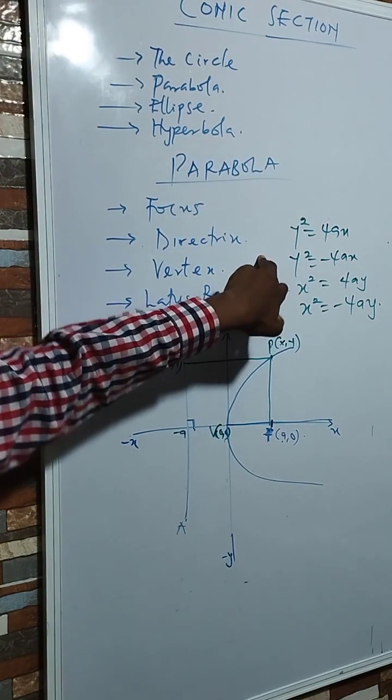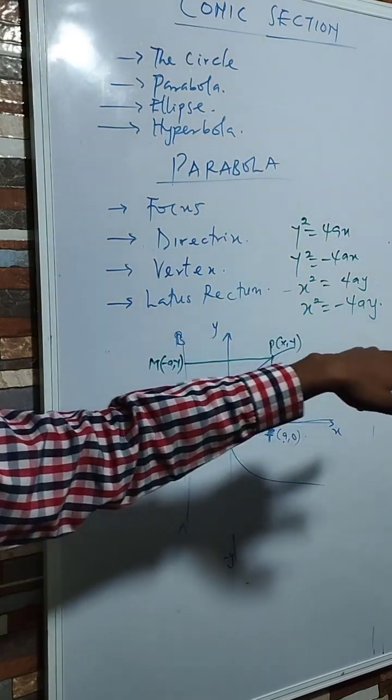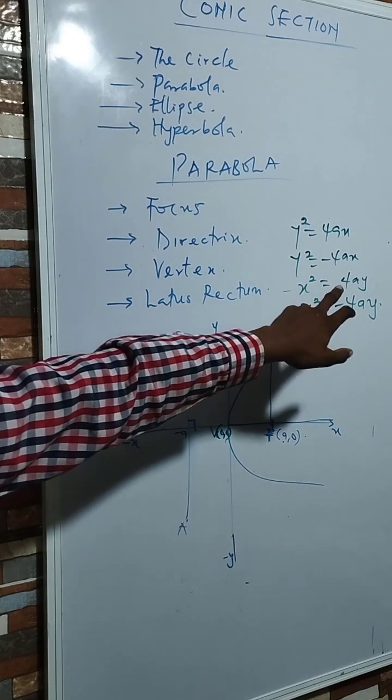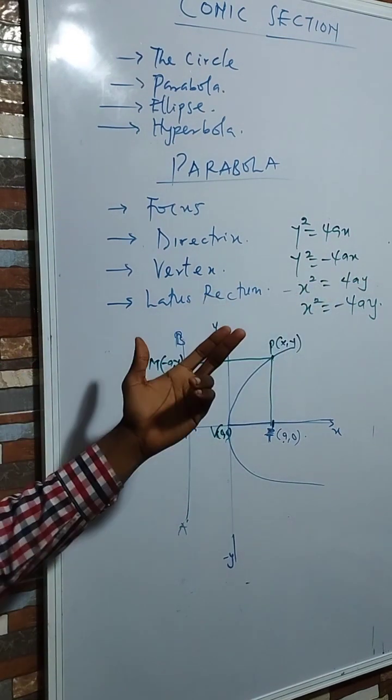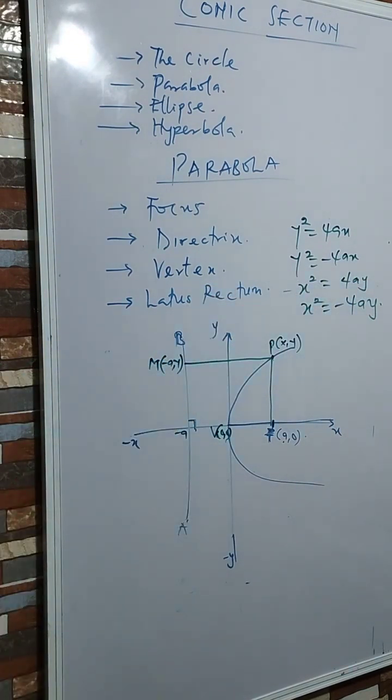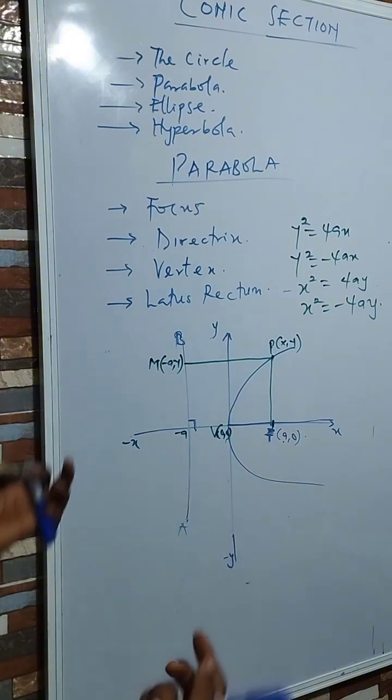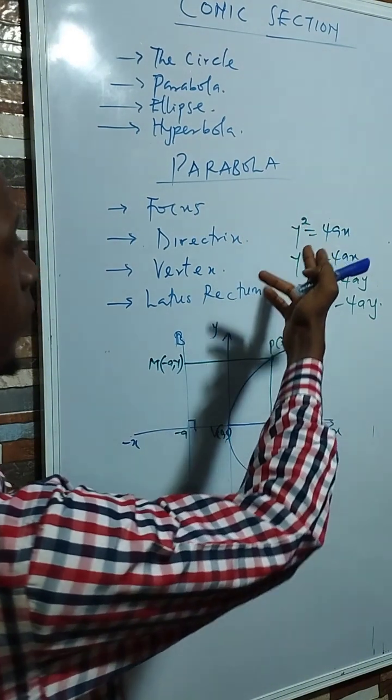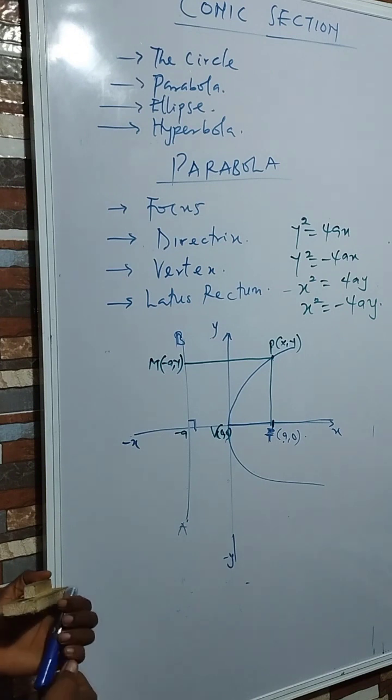Is it of the form y squared equals minus 4ax? Is it of the form x squared equals 4ay? Is it of the form x squared equals minus 4ay? Now let's see how this particular parabola is formed.